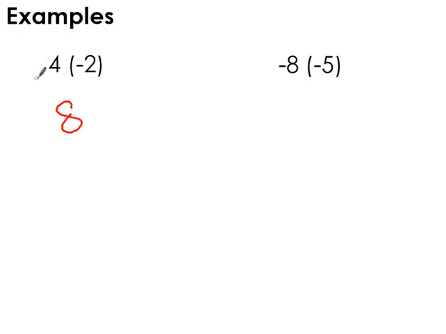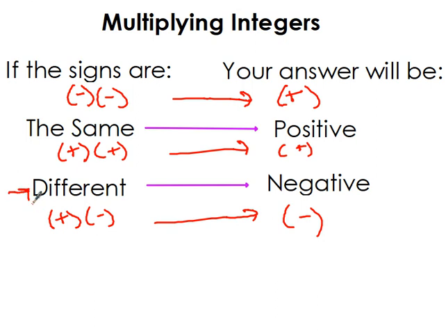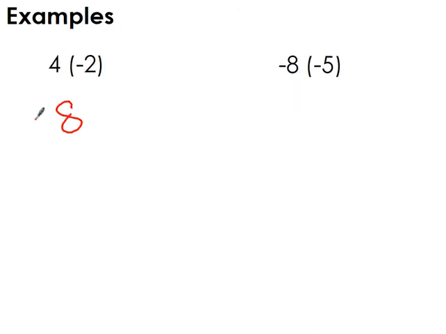Now, 4 times negative 2, I have 4 times 2 is 8. That part doesn't change. Now you're just looking at a positive times a negative. My signs are different signs. I have a positive and a negative, so therefore my answer is negative 8.